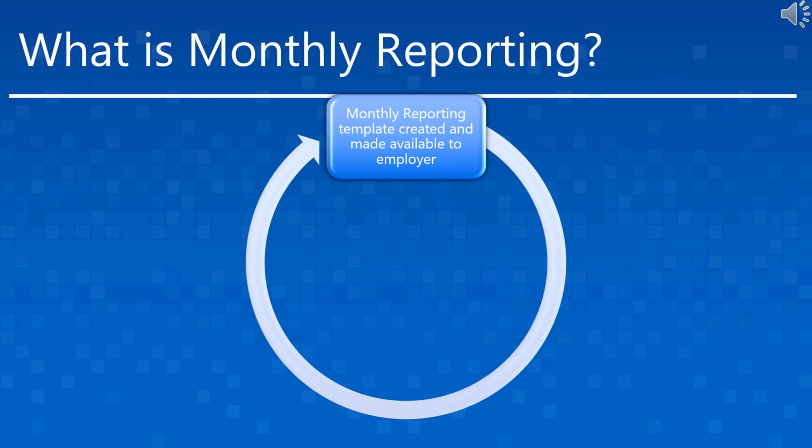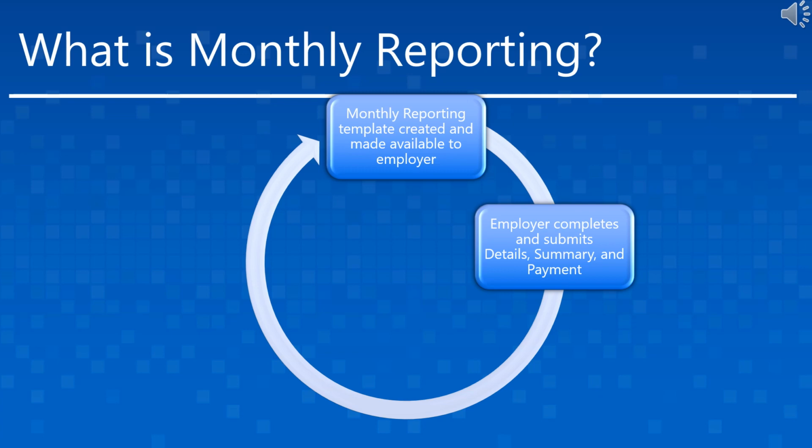Every month, a template is generated for the file web and school board employers to submit their retirement records and contributions to Kentucky Public Pensions Authority. The monthly report is made up of three components: the member details, the summary, and the payment. And every month, the employer must submit all three components for the report to be complete.